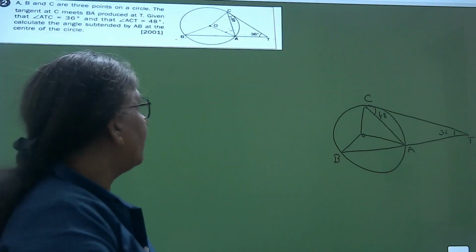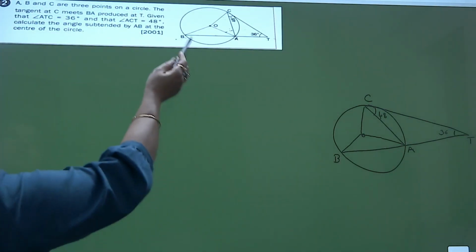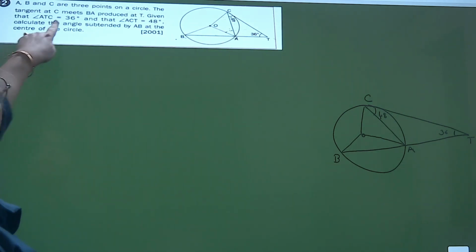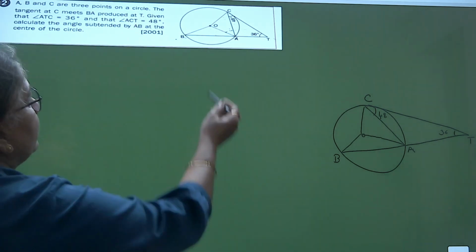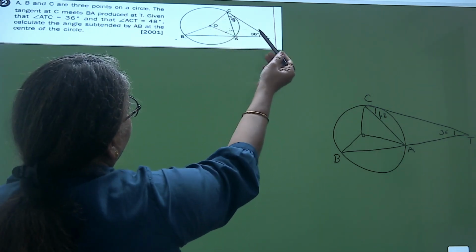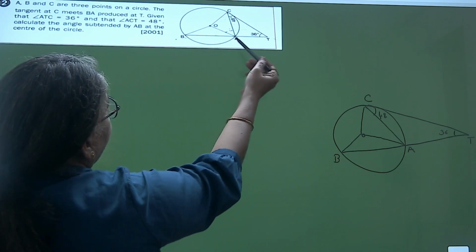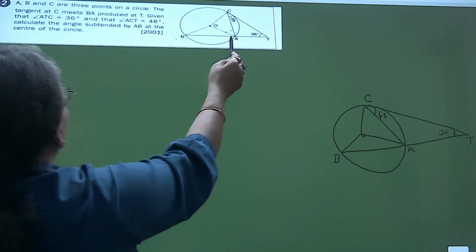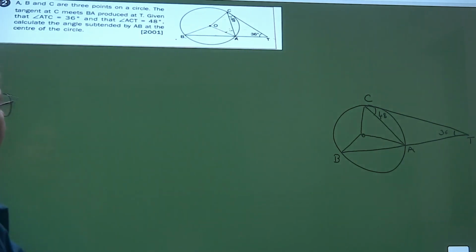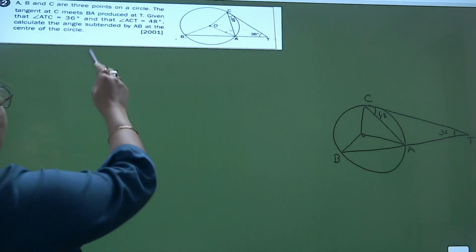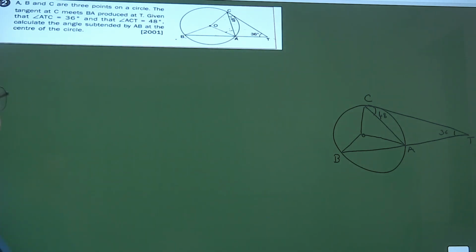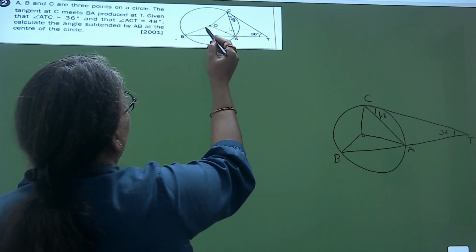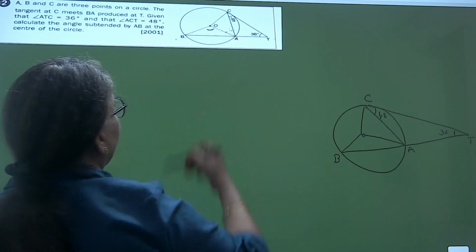See, let's see this question. A, B, C are three points on a circle. The tangent at C meets BA produced at T. Here, this tangent at C which is produced meets BA at T. Given angle ATC is 36 degrees and angle ACT is 48 degrees. Calculate the angle subtended by AB at the center of the circle. That is, we have to find this angle BOA.